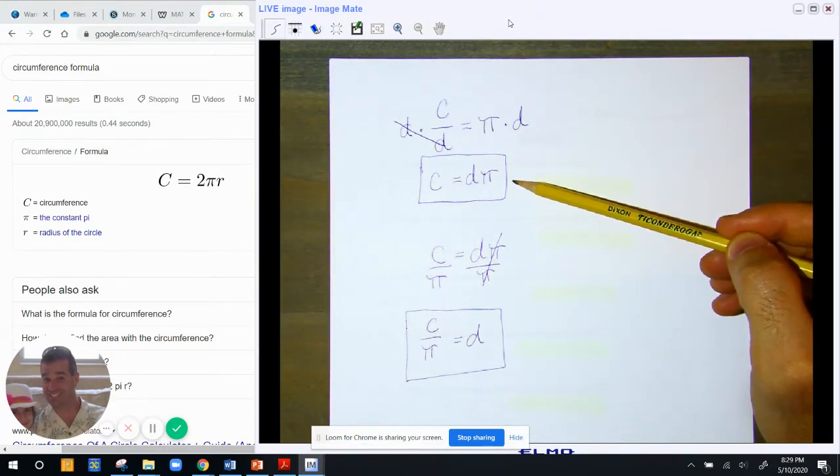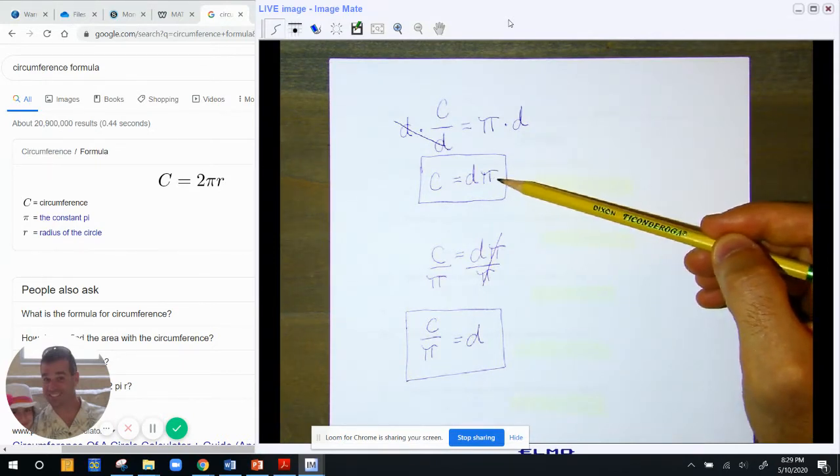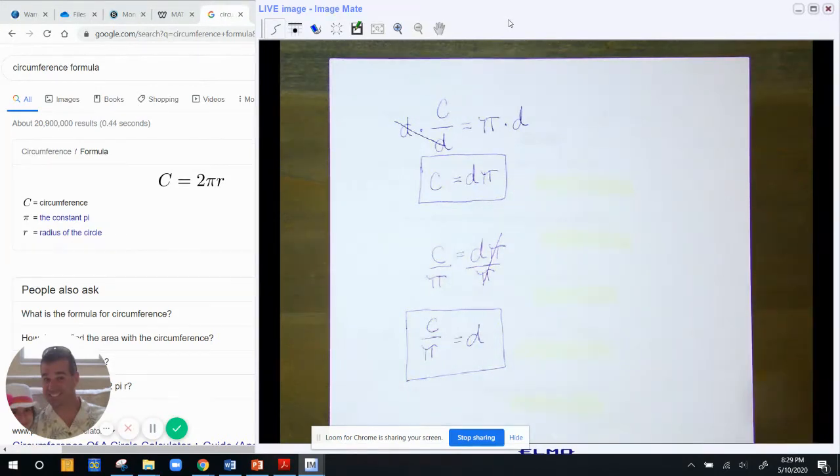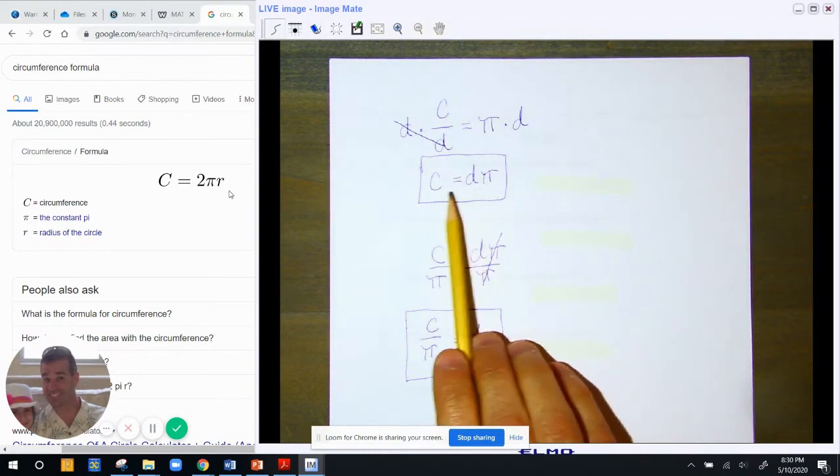Now, I don't know if you worked with one of your parents or an older sibling that maybe has done this before, but they may have looked at this formula right here and said, I don't recognize that. That is not what my math book told me. That's not what a website will tell me, and they're actually right. If you look over here, I Googled circumference formula, and this is the formula that it came up with, and that formula right there is not this formula right here.